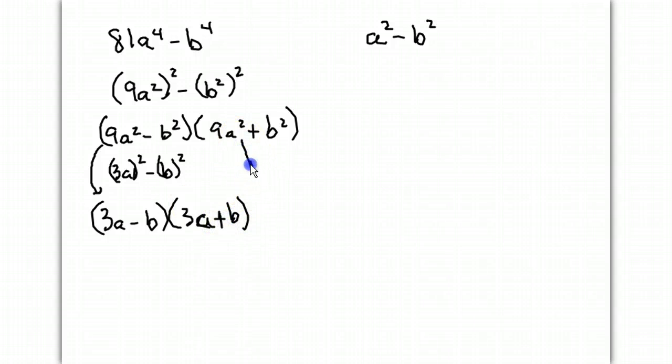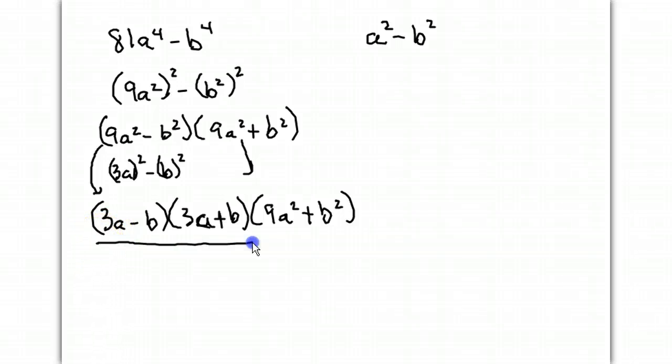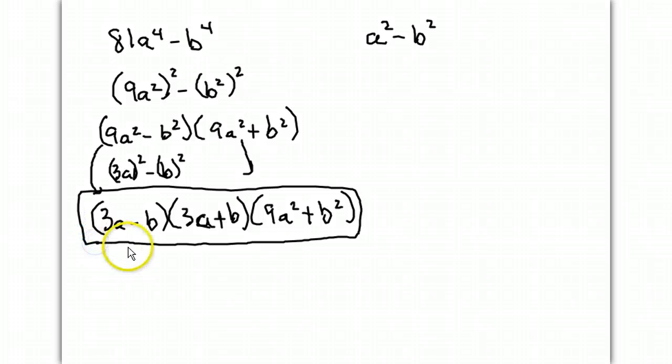And then you bring down the 9a squared plus b squared. And so when you look at the minus, you have a 3a and a b. They can't be written as squares, so therefore this is your final result. And that is factoring.